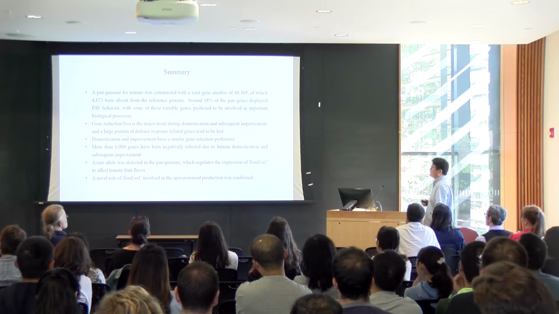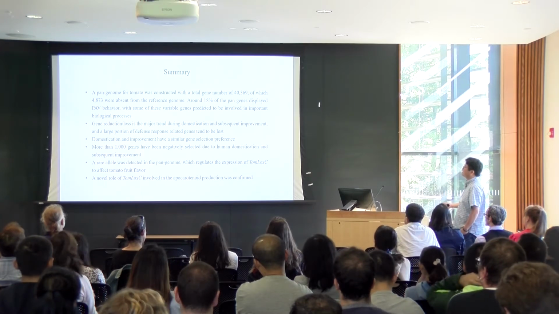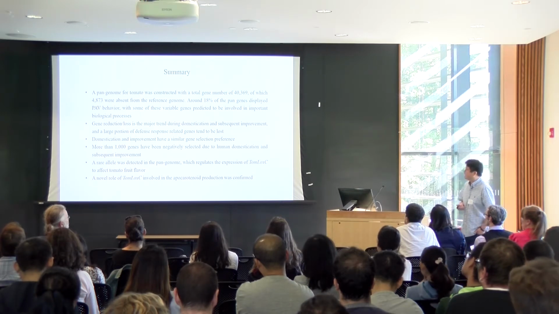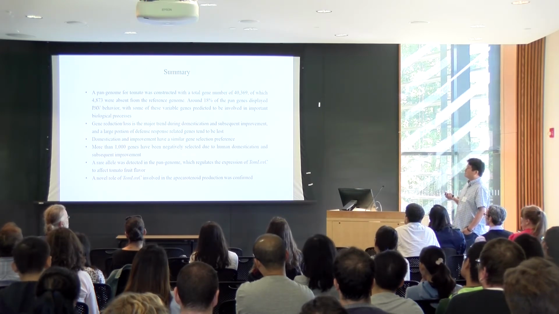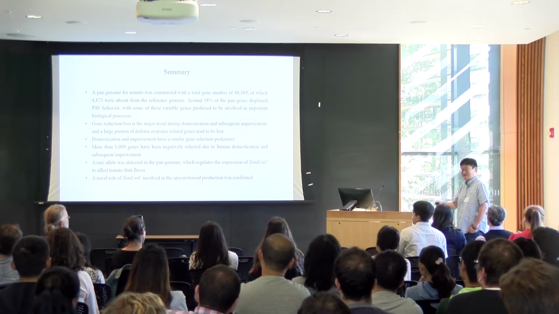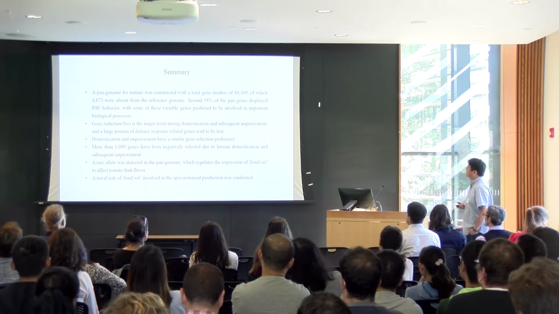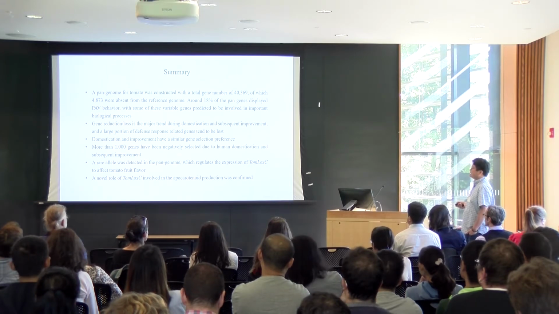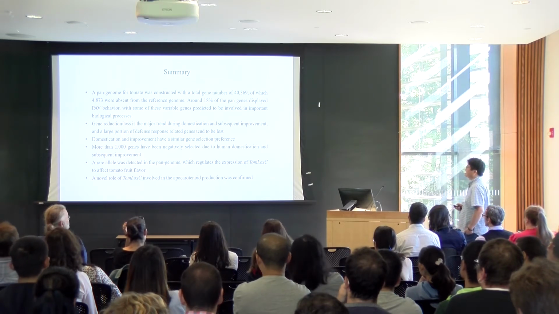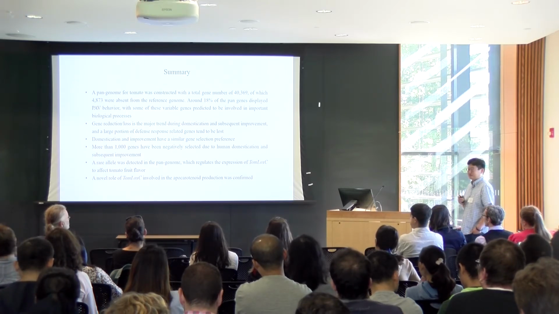So I will give a brief summary. We built a pangenome for tomato, with a total number of genes of 40,369, of which 4,873 were absent from the reference genome. Some of them are in the genome but not assembled. Around 18% of the pan genes displayed PAV behavior. That means they have present and absent variations in the accessions, and some of them are predicted to be involved in important biological processes.